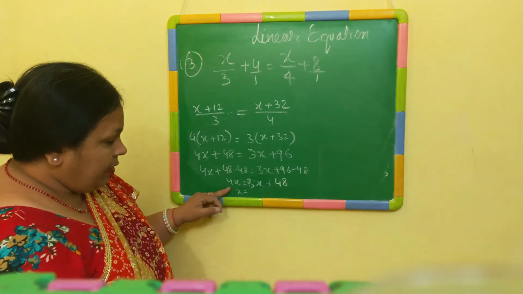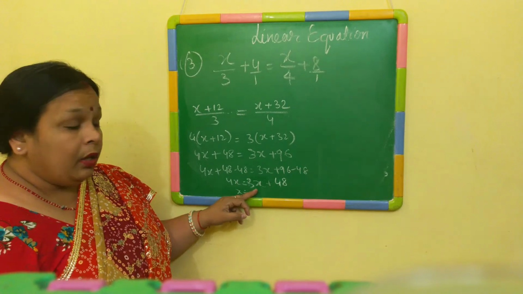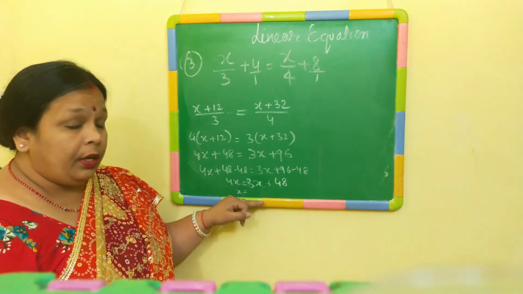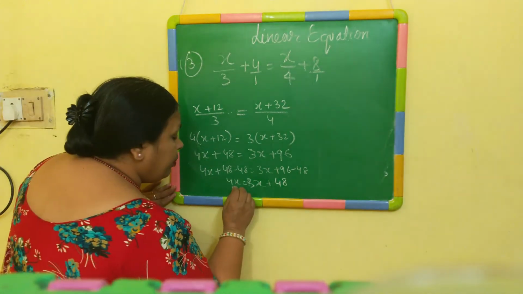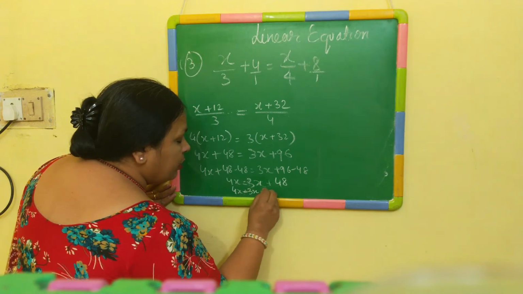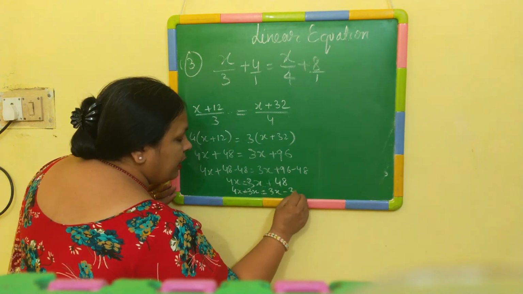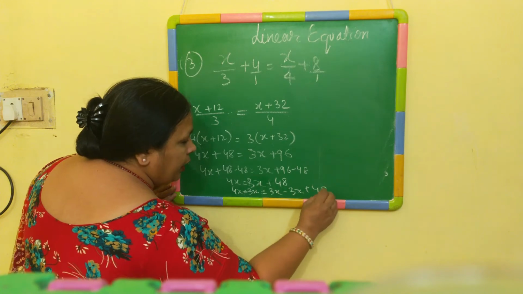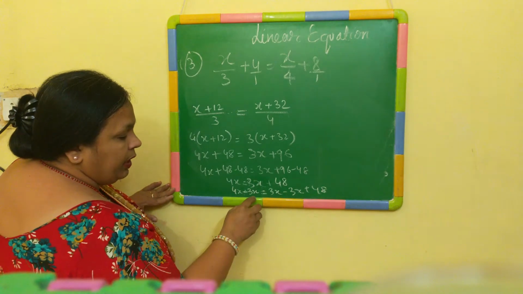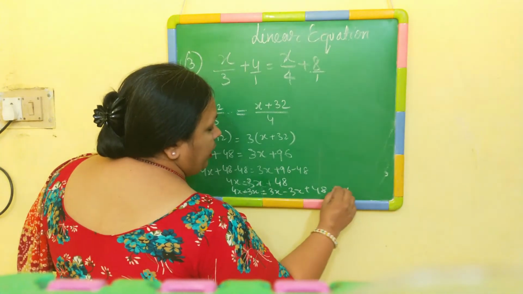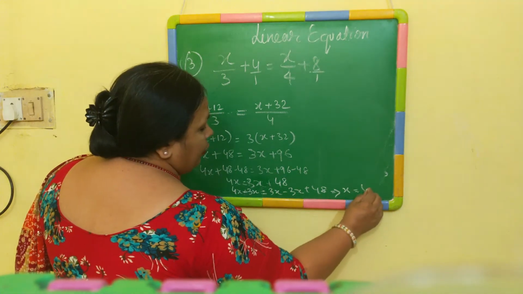Now see we have variable here, we have variable here. Now we need one side to be totally independent. So again we will be subtracting 3x on both the sides. So this becomes 3x minus 3x plus 48. Hence this side 4x minus 3x is going to be x and is equal to 48.